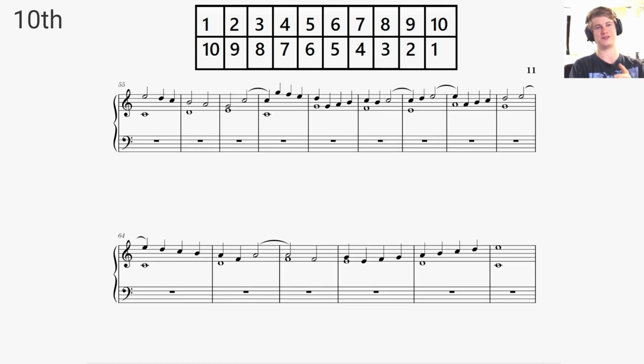Okay, so now let's listen to the response for the 10th that we just looked over, first above and then below, so we can listen to them one after another.